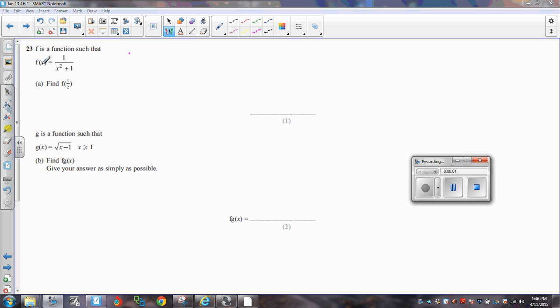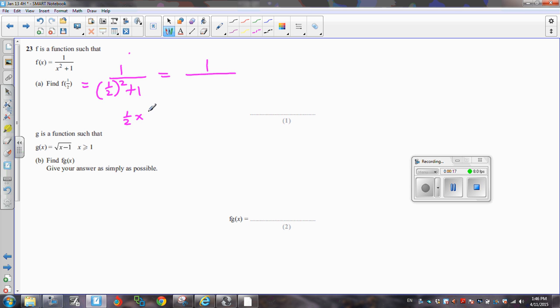Functions question here. First of all, we're told that f of x is 1 over x squared plus 1. So f of a half is going to be 1 over a half squared plus 1. If I carry on, a half squared is a half times a half, which is equal to a quarter. 1 times 1 is 1, 2 times 2 is 4. So it's 1 divided by a quarter plus 1.